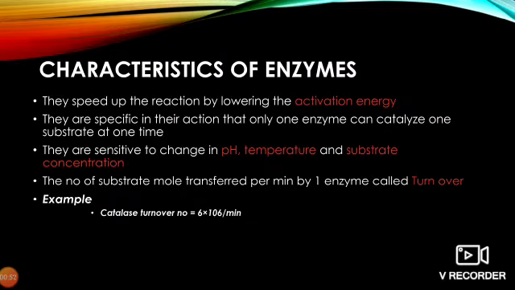Now I would like to talk about the characteristics of the enzymes. They speed up the reaction by lowering the activation energy. They are specific in their action, and only one enzyme can catalyze one substrate at one time. They are sensitive to change in pH, temperature, and substrate concentrations. The number of substrate molecules transformed per minute by one enzyme is called the turnover number. For example, the catalase turnover number is 6 into 10^6 per minute.